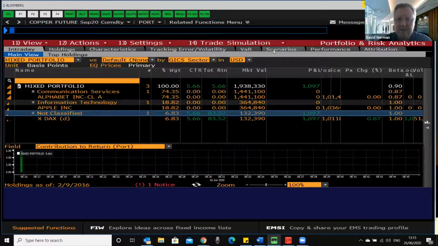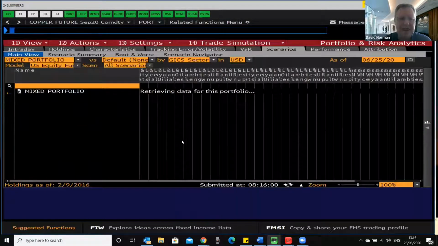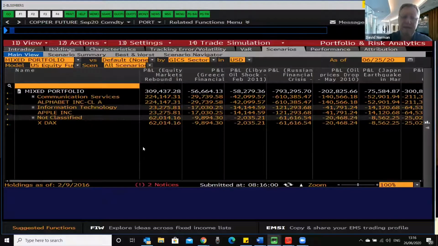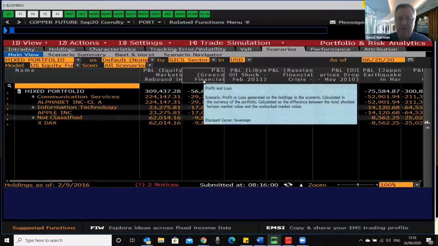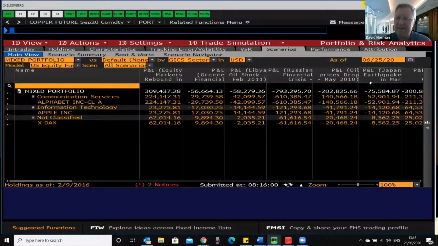Now, I can look at scenarios, for example, and we can talk about in class how my portfolio in this particular aspect would have performed during economic shocks. So everything from big rebounds in markets to financial problems, for example, in the Eurozone with Greece in the early 2010s, the oil shock in 2011, the Russian financial crisis, etc. There are lots of scenarios that we can look at and observe how this portfolio would have fared. We can look at performance analysis.